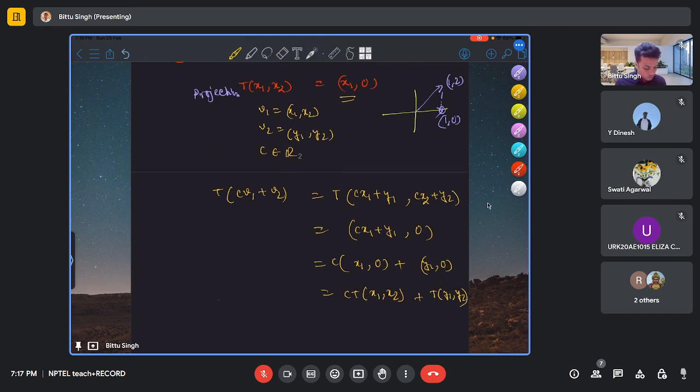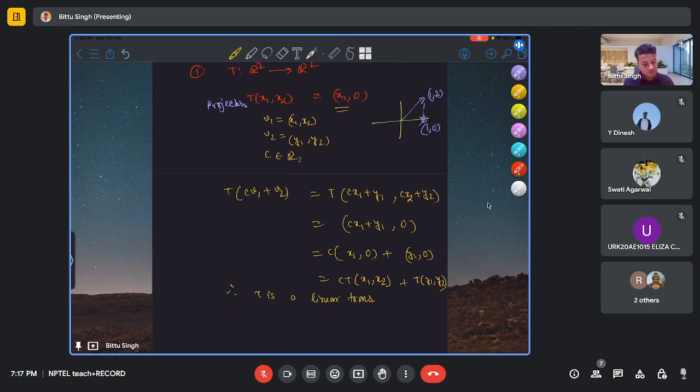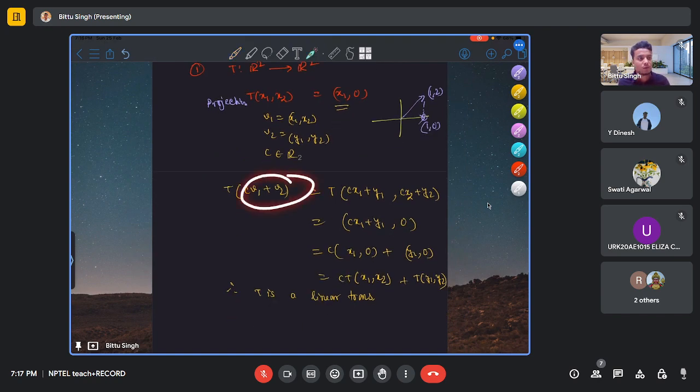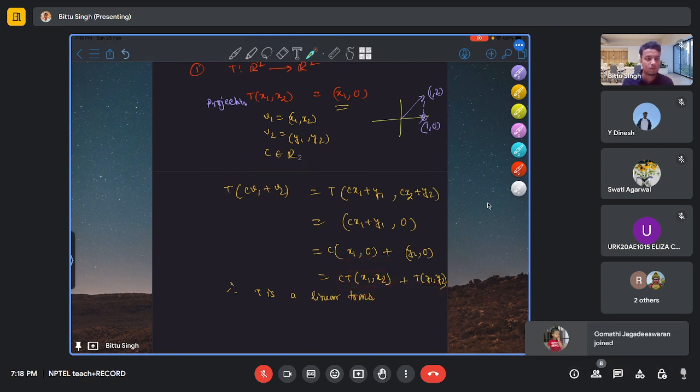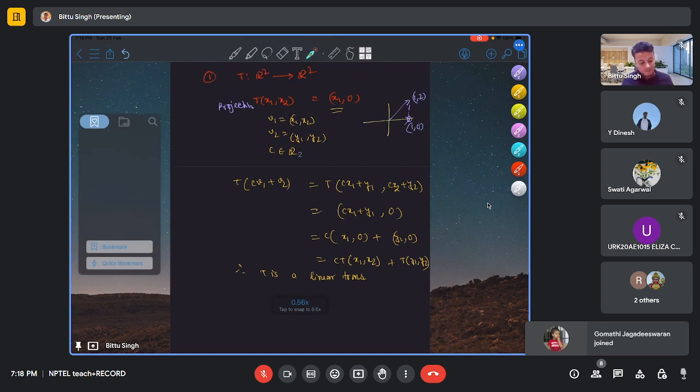Therefore, T is a linear transformation. So you need to check only this property. The T preserves the linear structure. If you take some linear combination and apply T, this is the same as applying T first, then taking the linear combination of those two things. Okay, this is the definition.